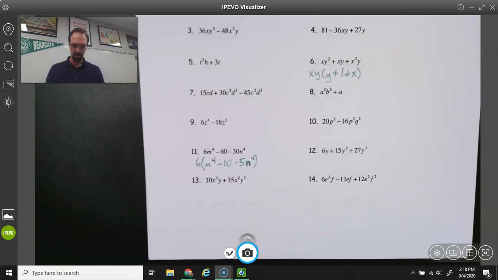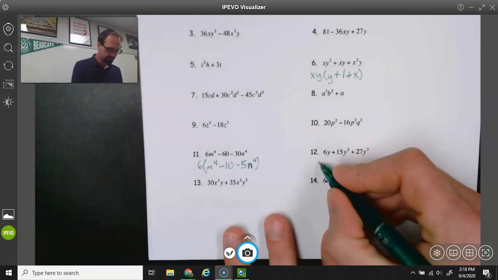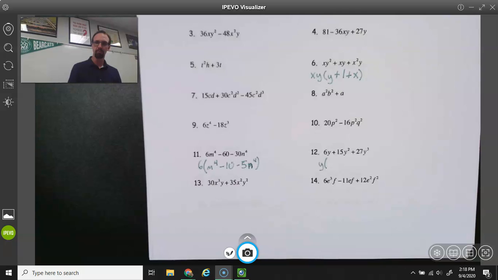Then the next one I want to do with you is number 12. Number 12, I've got 6y plus 15y squared plus 27y cubed. So again, greatest common factor. This one has a y in all of these, so I know that a y is going to be involved. I feel safe, comfortable putting that there. And then also just looking at it, I see 6. 6 doesn't go into 15 or 27, so the attitude is just, well, all right, that's good, I can move on.